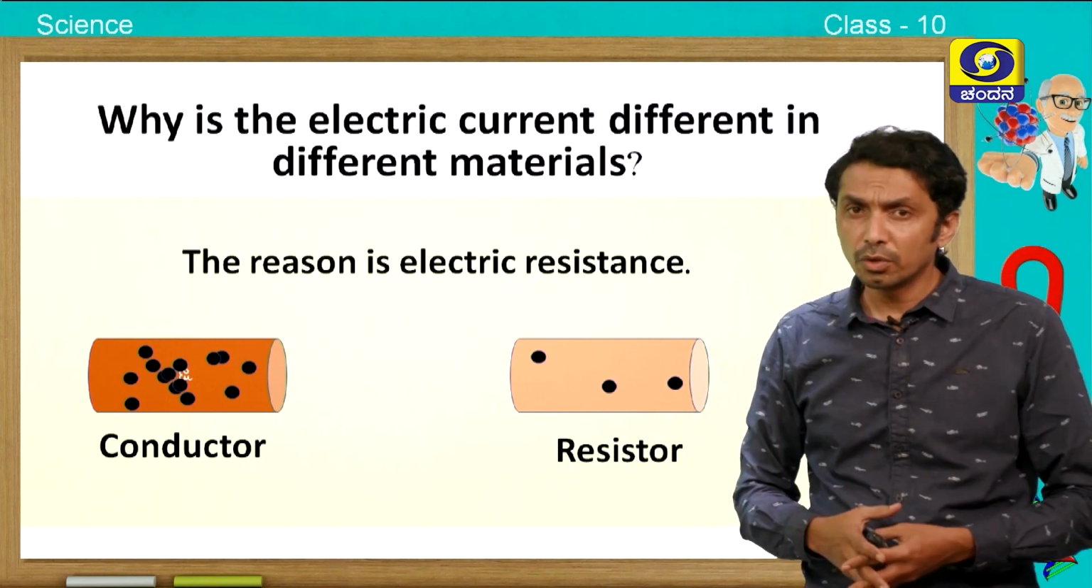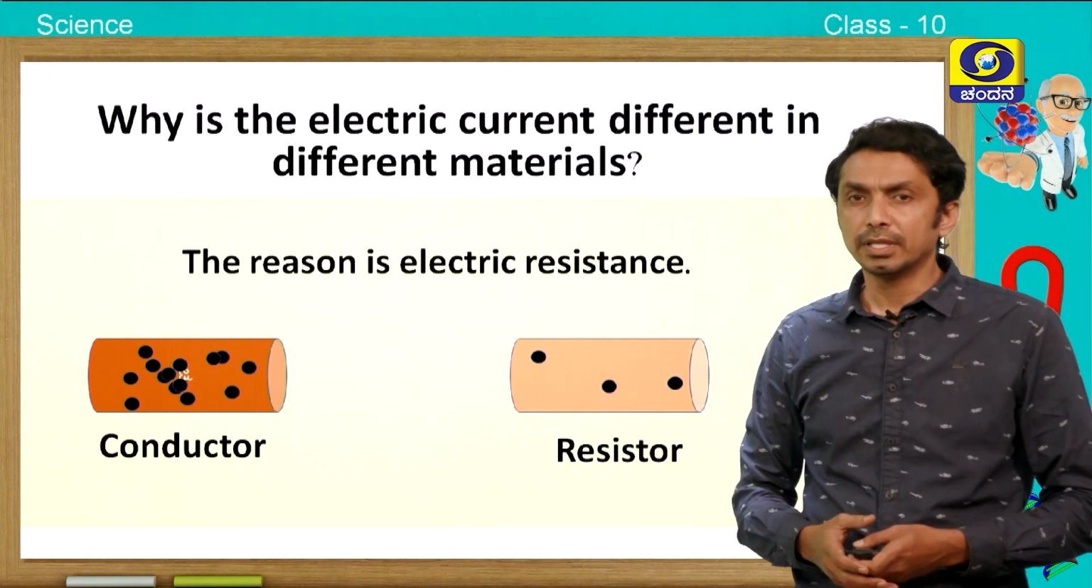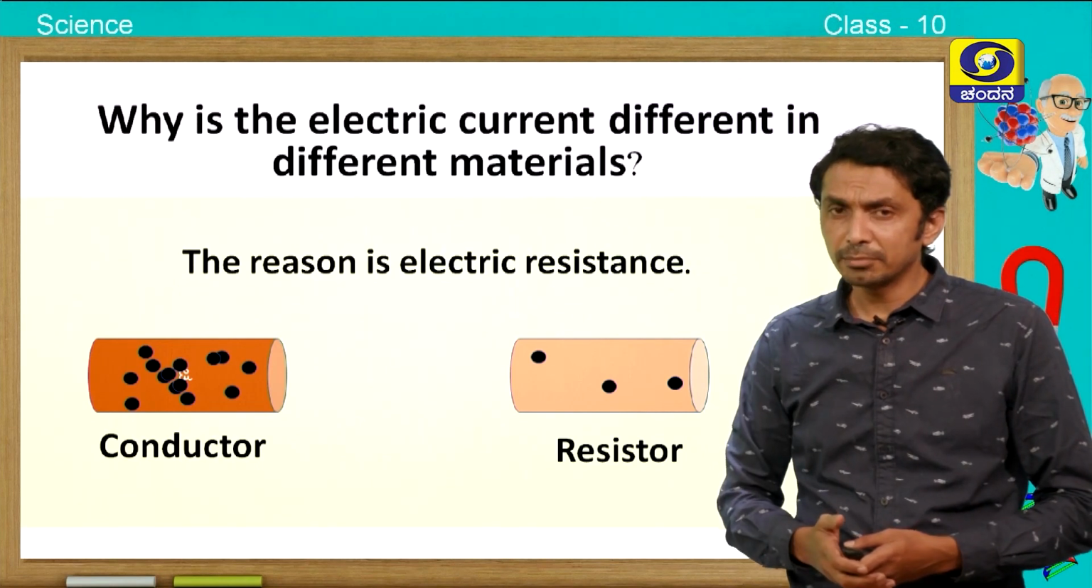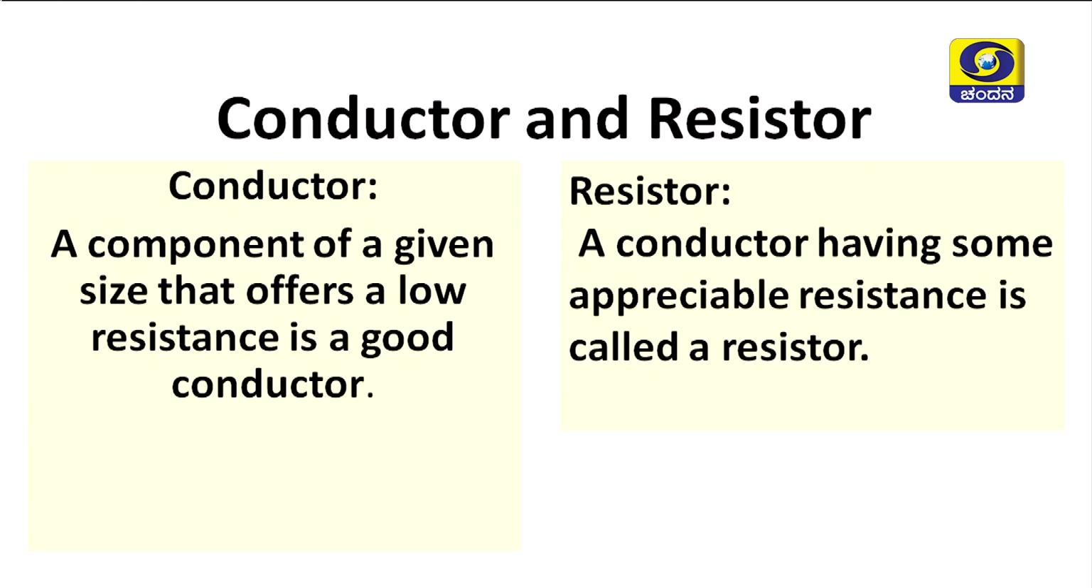Can you define what is a conductor and what is a resistor? Yes children, you are right. Come, let us see how can we define a conductor and a resistor. Yes, the conductor is a component of a given size that offers a low resistance, is called as a good conductor, whereas a resistor is a conductor having some appreciable resistance, that is why we call it as a resistor.